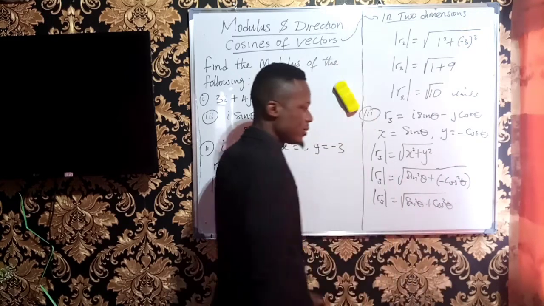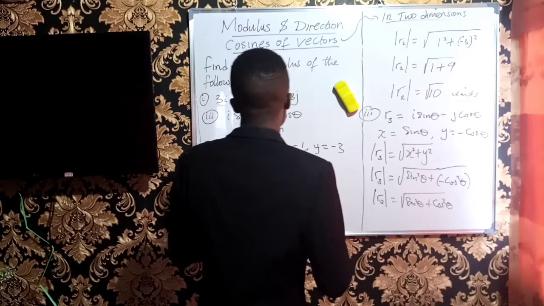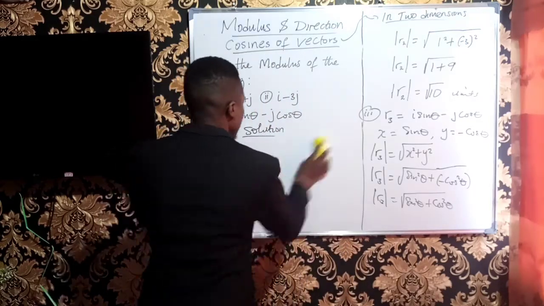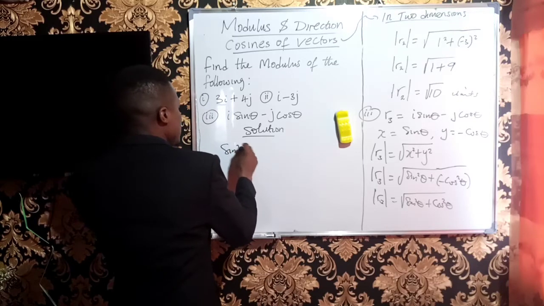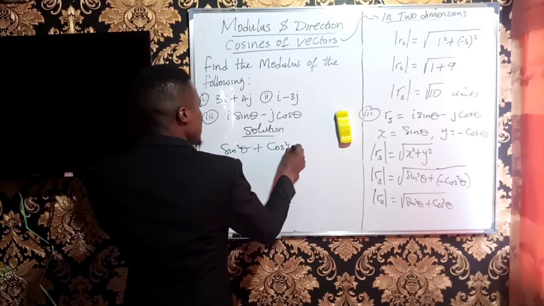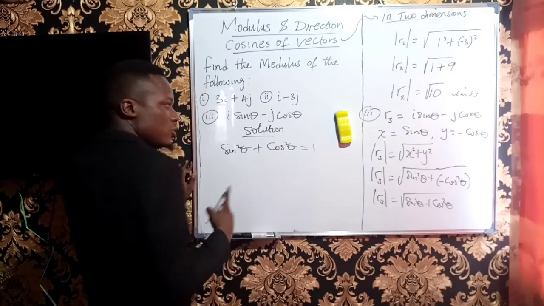Cos theta times cos theta will give us positive cos theta. Okay, let me clear here and continue. But there is a trigonometric identity that told us that sine square theta plus cos square theta is equivalent to 1. You should know this.